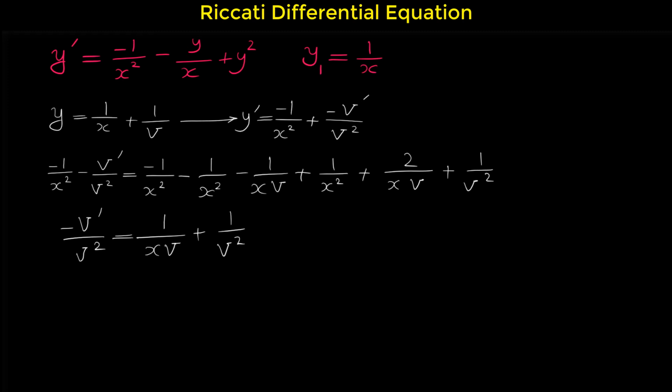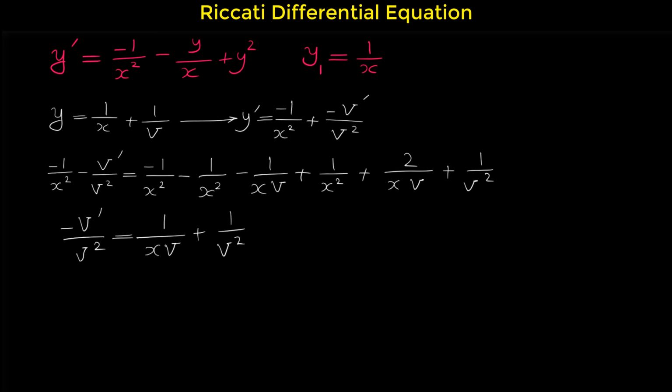Now, we multiply both sides of this relation by v squared to get rid of this v in the denominator. Actually, the idea is to convert this to a first order linear differential equation. Always, with this substitution, in general, we can convert a Riccati equation to a first order linear differential equation. To do so, we multiply both sides by v squared.